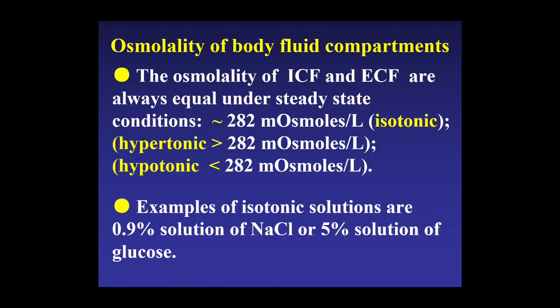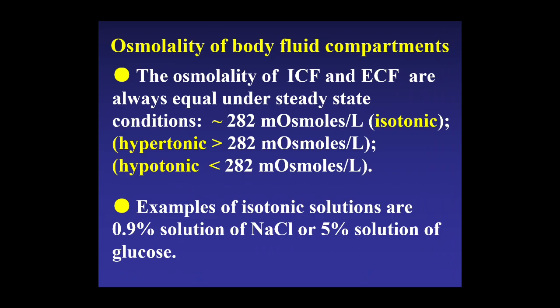Okay, now the osmolarity of our body fluids is equal everywhere. Here I'm telling you it's 282, it's not 300, it's okay. Any number between 280 and 300 is fine. We will define an osmolarity of 282 milliosmoles per liter as isotonic. Anything above that, we call it hypertonic. Anything below that, we call it hypotonic.